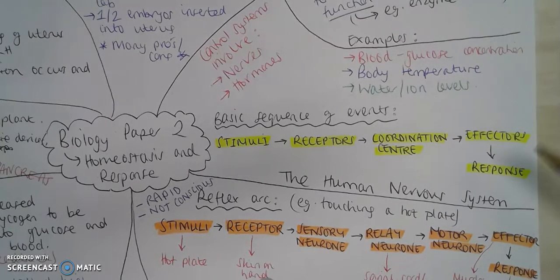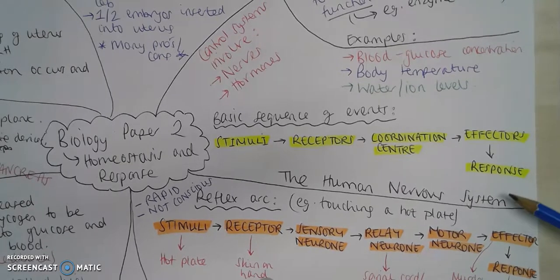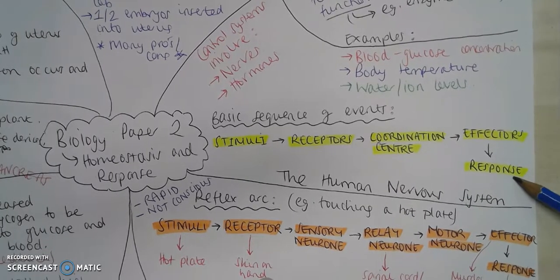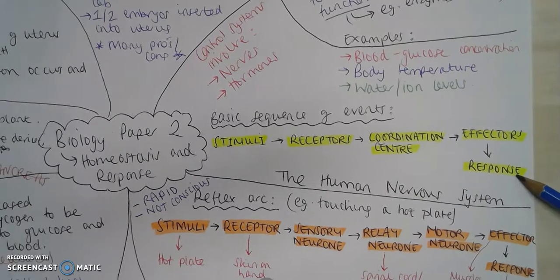They send information to effectors, which then will do something to bring about a response. So in the case of the raised body temperature, it would be to start sweating to help bring that body temperature back down to what it should be. And that would be the response, returning it to normal.